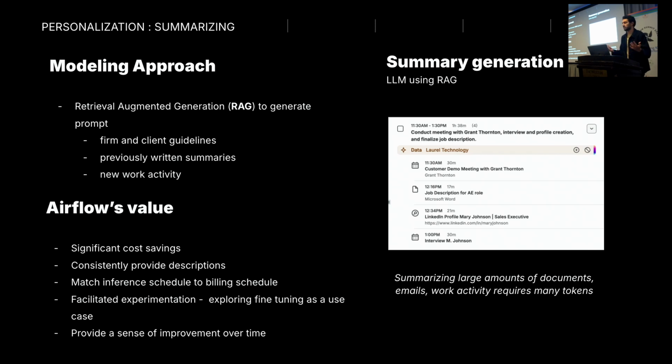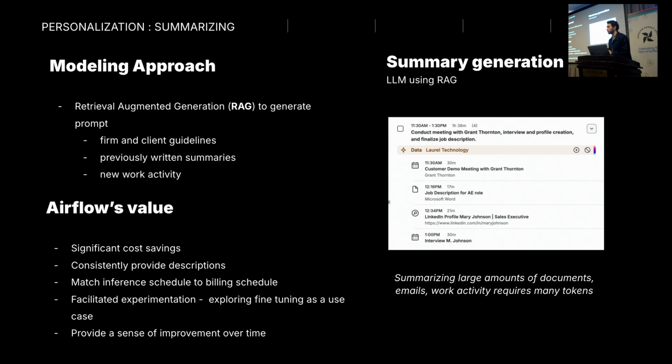And again, as I mentioned, instead of running the call every single time a new activity comes, which could be 1,000 times a day, we just run it on whatever cadence matches how often we know this user is going to show up in the application. And that leads to orders of magnitude of savings. I think back of the envelope calculations, we were saving more than $40,000 per month on LLM calls just by reducing the cadence. And so we consistently provide descriptions, and we match the inference schedule to their billing schedule. And it's also easy for experimentation.